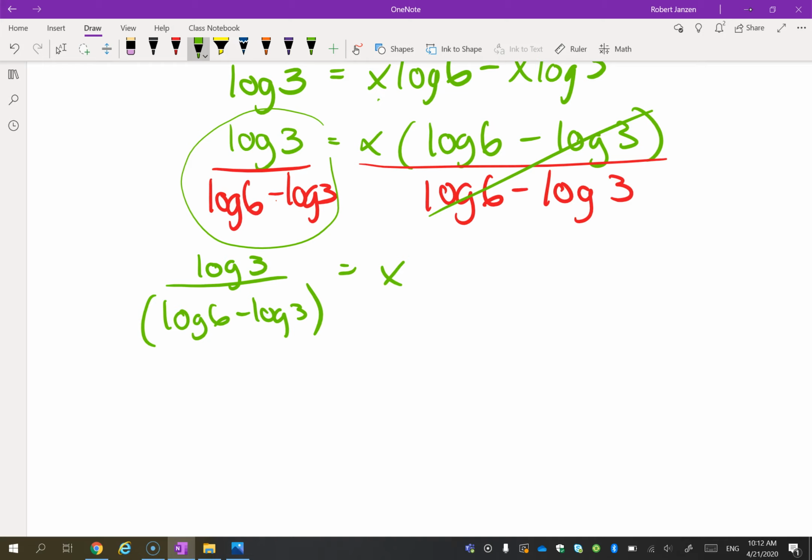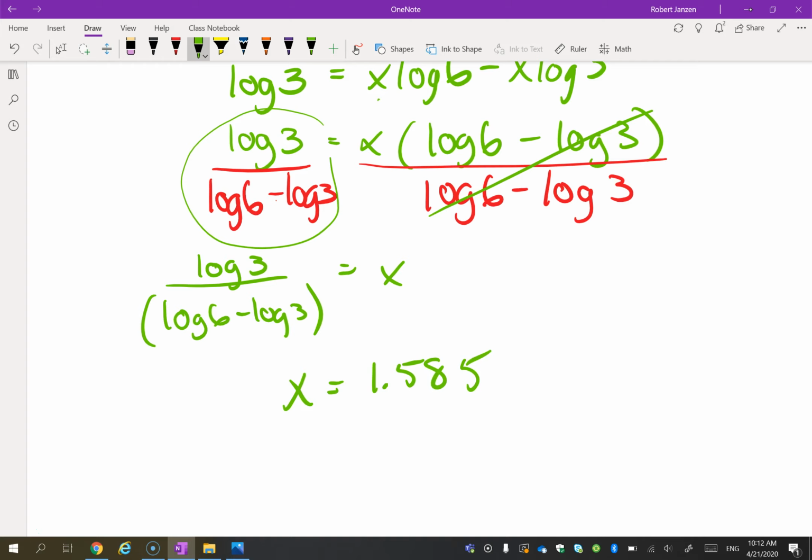Make sure you use brackets. And some of your calculators open brackets automatically. Make sure you're careful with those. You might have to do some closing of brackets. So this is 1.585.